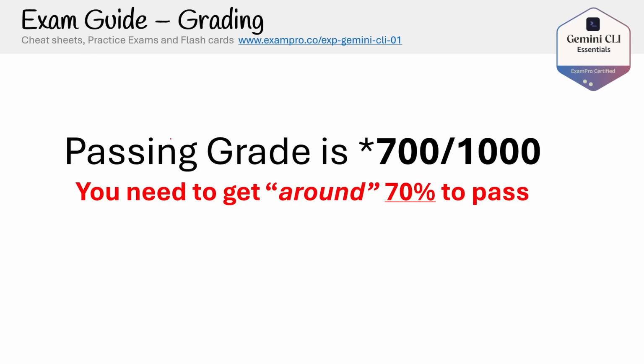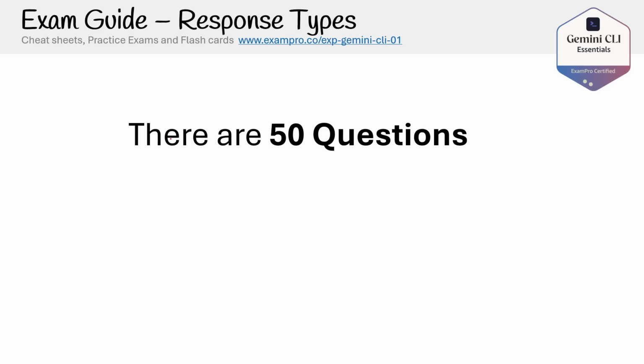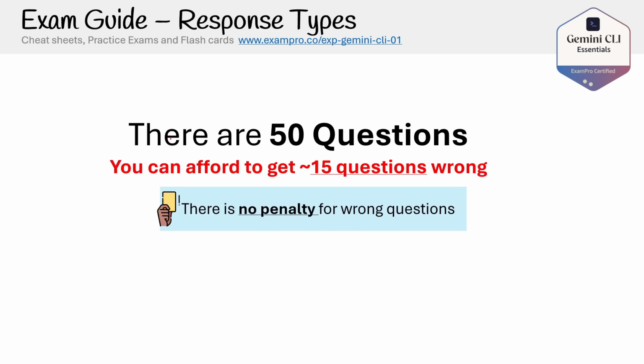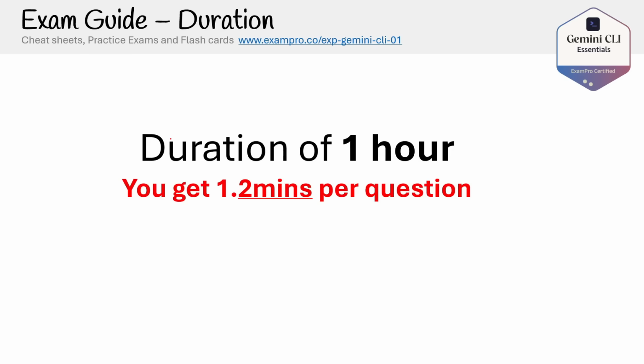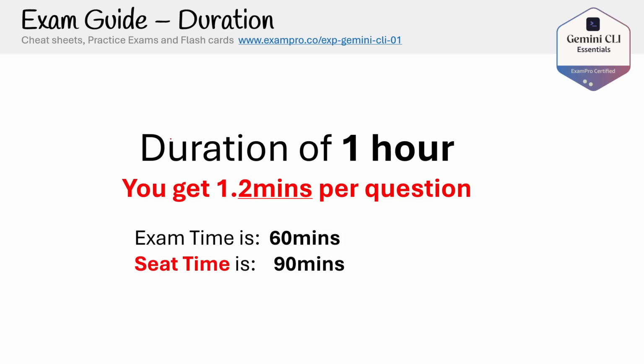The passing grade is 70%. There are 50 questions. You can get 15 wrong. There's no penalties. It's multiple choice, folks. You get 1 hour, so that's 1.2 minutes per question, which is an exam time of 60 minutes, 90 minutes seat time.